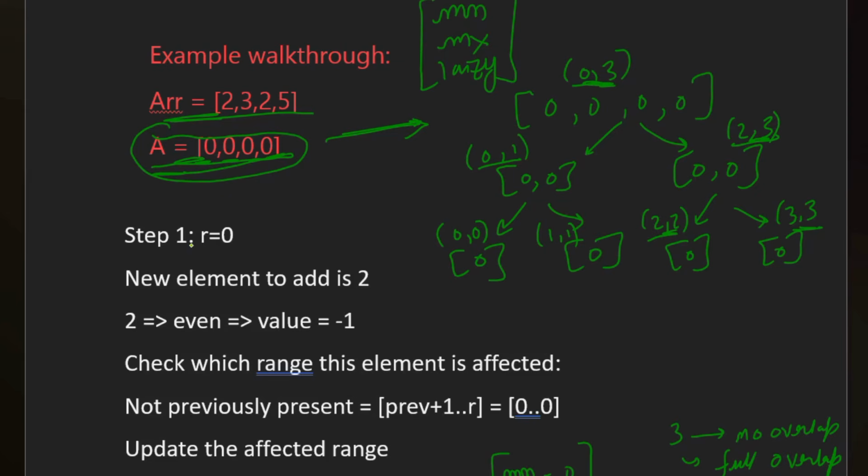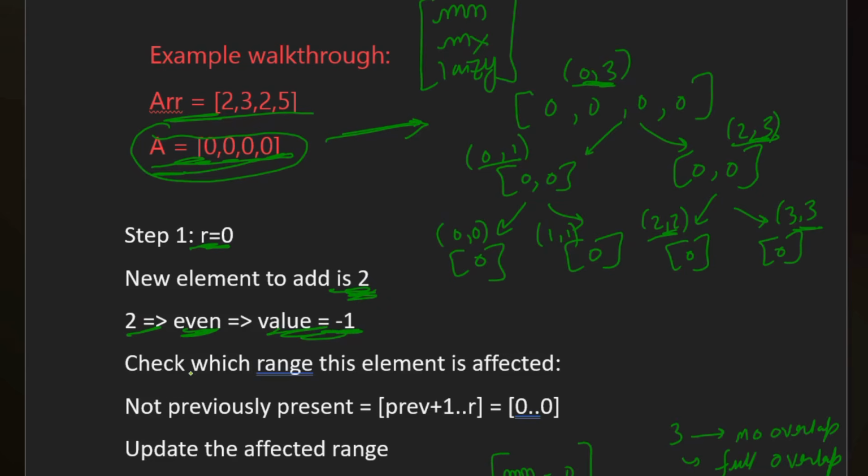See, we have discussed when we expand our right index. Initially suppose our right index was -1, so now we will be expanding it to 0. So our new element to add is 2. Okay, and 2 is an even number. So what is the value that we will be adding? We will be adding -1, right?